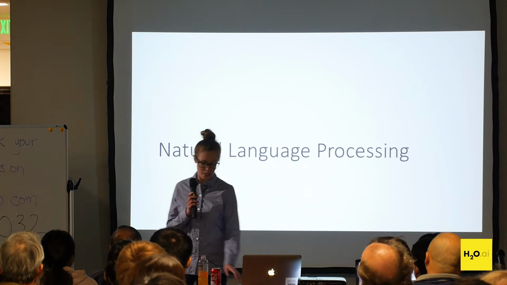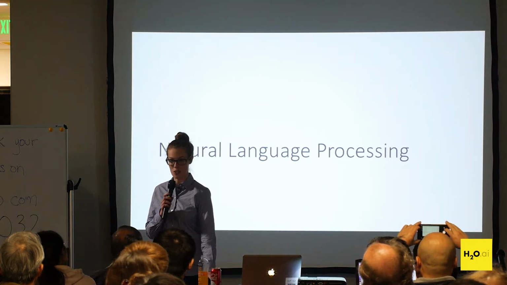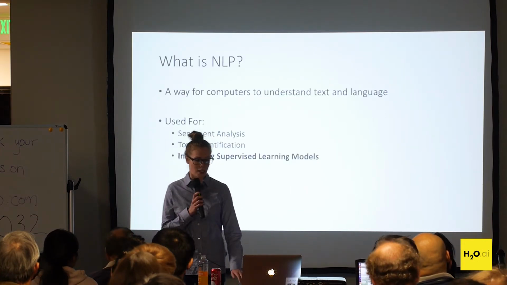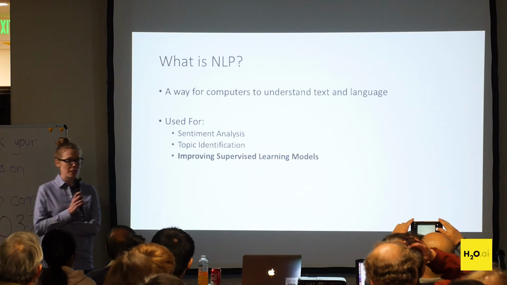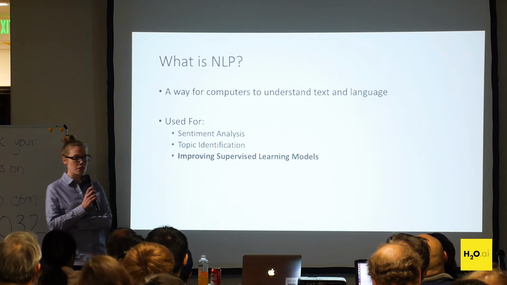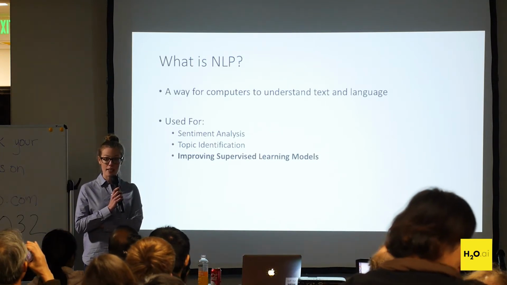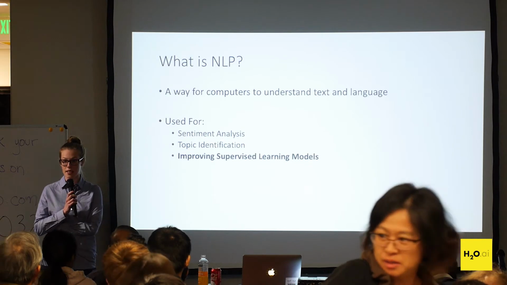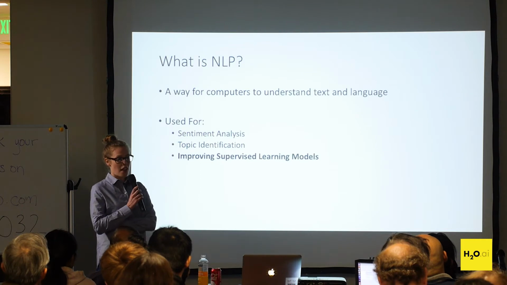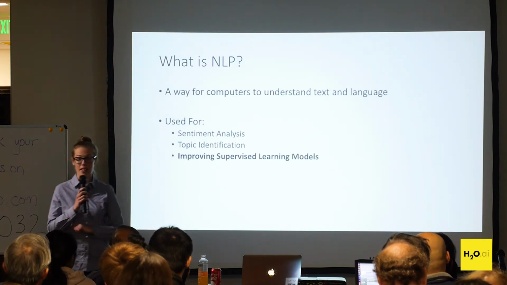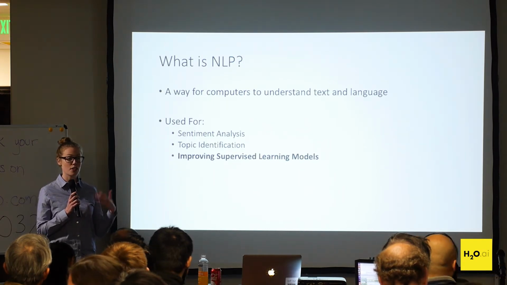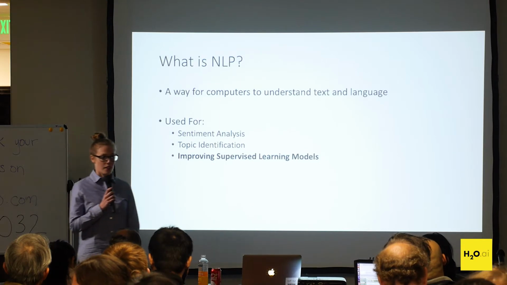Okay. So now I'm going to go into natural language processing. So what is NLP? NLP is a way essentially for computers to understand text and language. You can use natural language processing for things like sentiment analysis, topic identification. So there are techniques to just automatically give you keyword tags to text. You can also use it to improve supervised learning models, and that's what we're going to be focusing on today. How can we use natural language processing to help our existing supervised learning models?